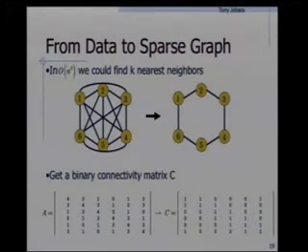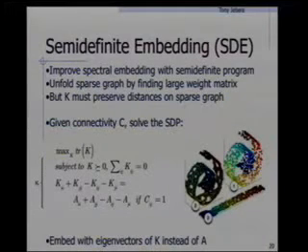And so we go from that matrix we had over here to a simple connectivity matrix, which puts zeros and ones, saying, am I linked to this person, yes or no? So from this matrix, we can get this matrix just by running k nearest neighbors. It's a very simple algorithm. And so now we have a sparse graph, and this is what the semi-definite embedding algorithm does.